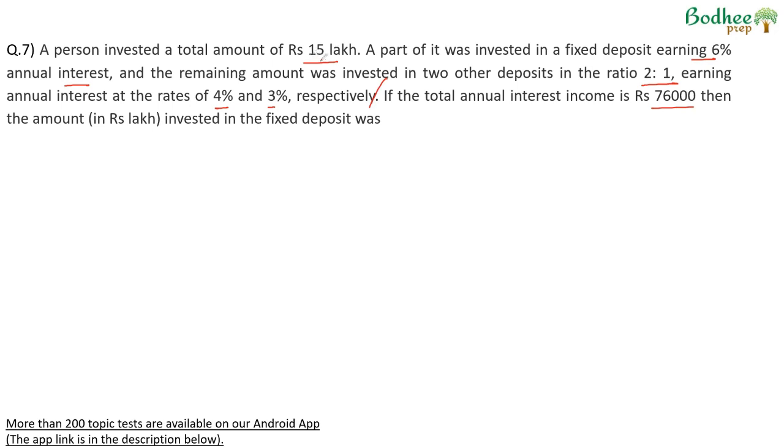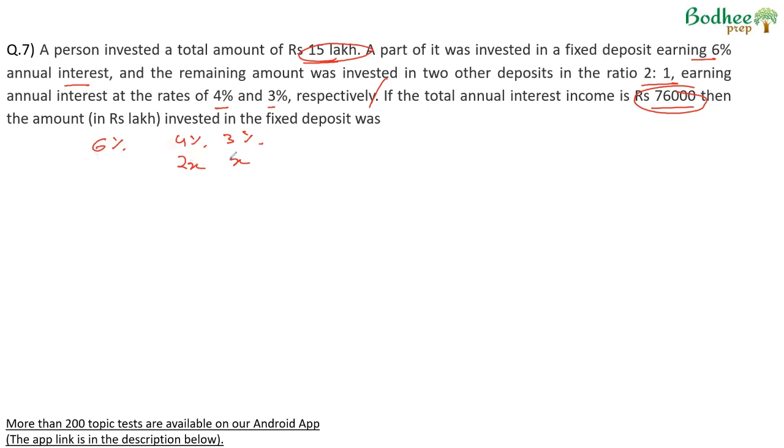The point that should be remembered here is when we talk of principal, it is lakhs. When we talk of income, it is 76,000. So we'll have to make an adjustment for this. I am assuming the three rates that we have are 6%, 4%, and 3%. Between these two, the amount is in the ratio 2:1. So I'm saying let this be 2x, let this be x.